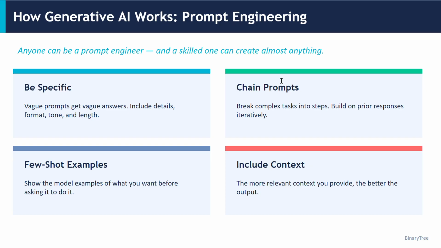Third, use few shot examples. Before you ask the model to do something, show it a couple examples of exactly what you want, and its output improves dramatically. And fourth, include context. The more relevant background you give it, the better the result. Notice that none of this requires coding. It's really about communicating clearly, which means the better you get at explaining what you want, the more powerful these tools become in your hands.